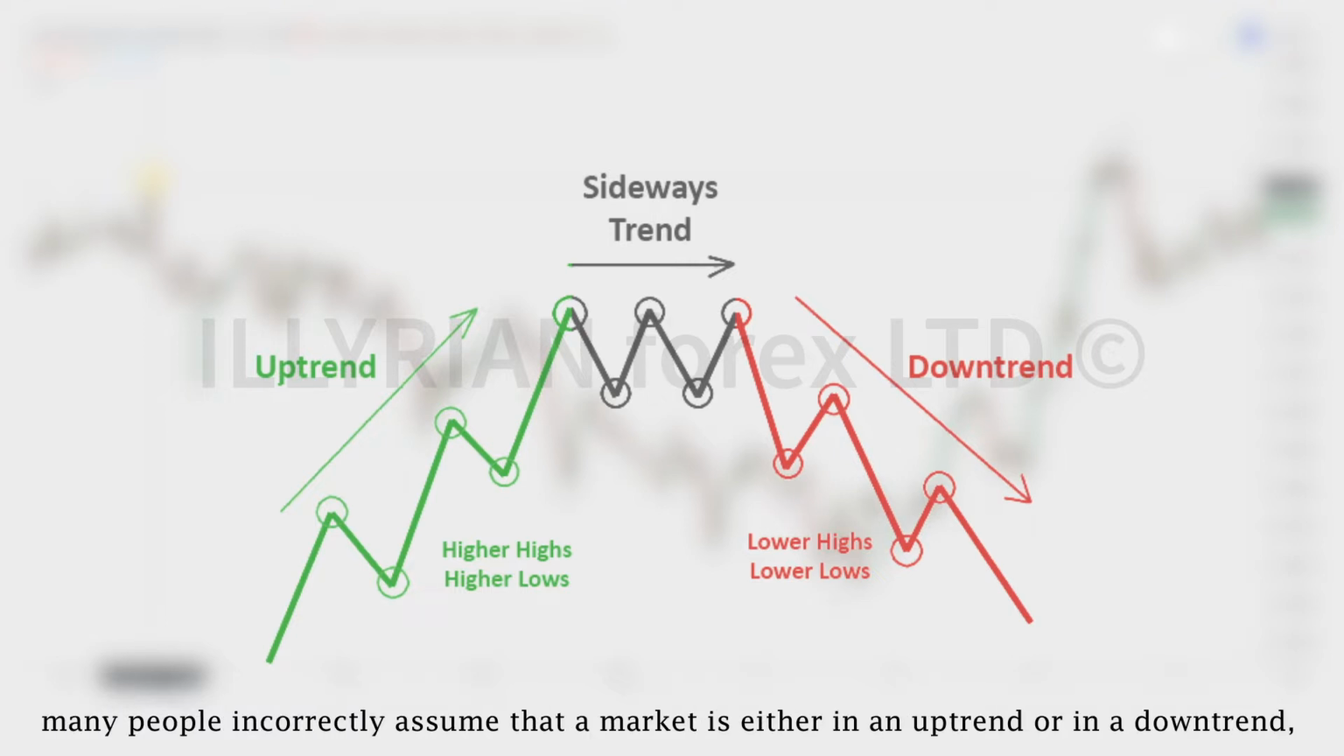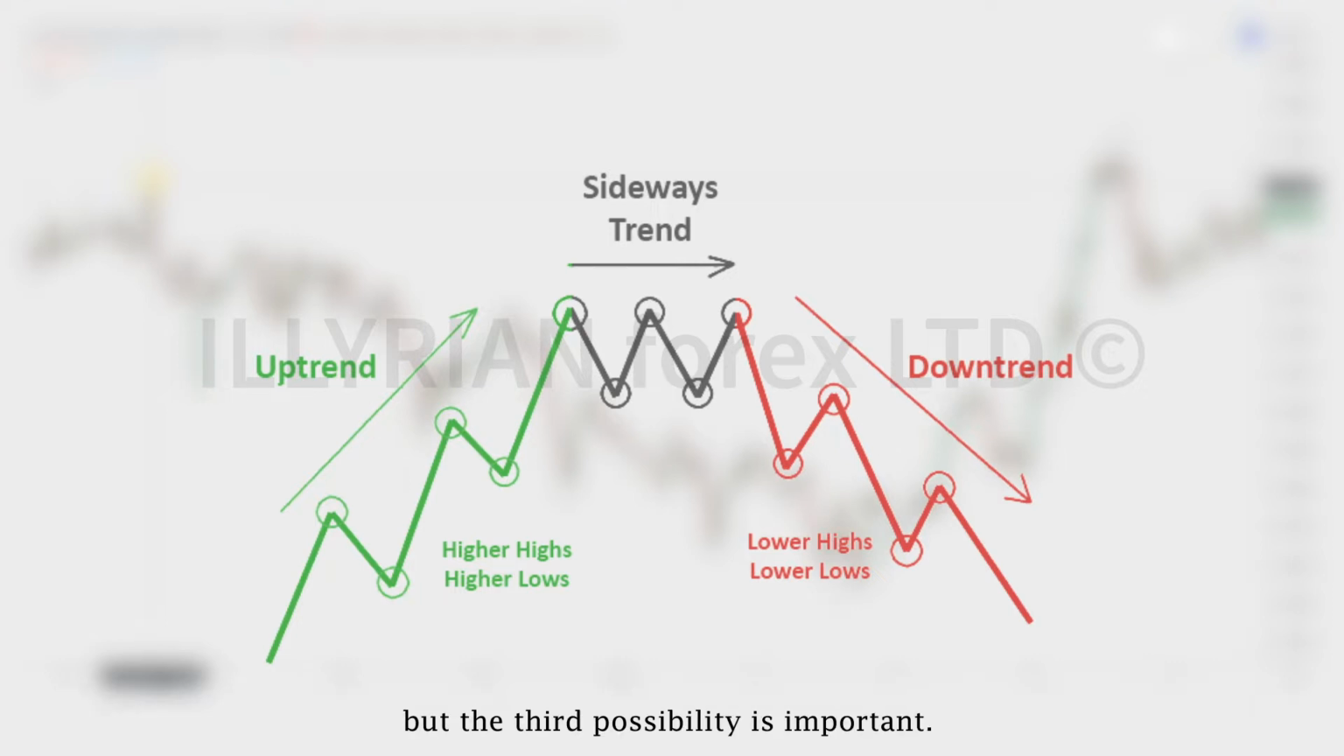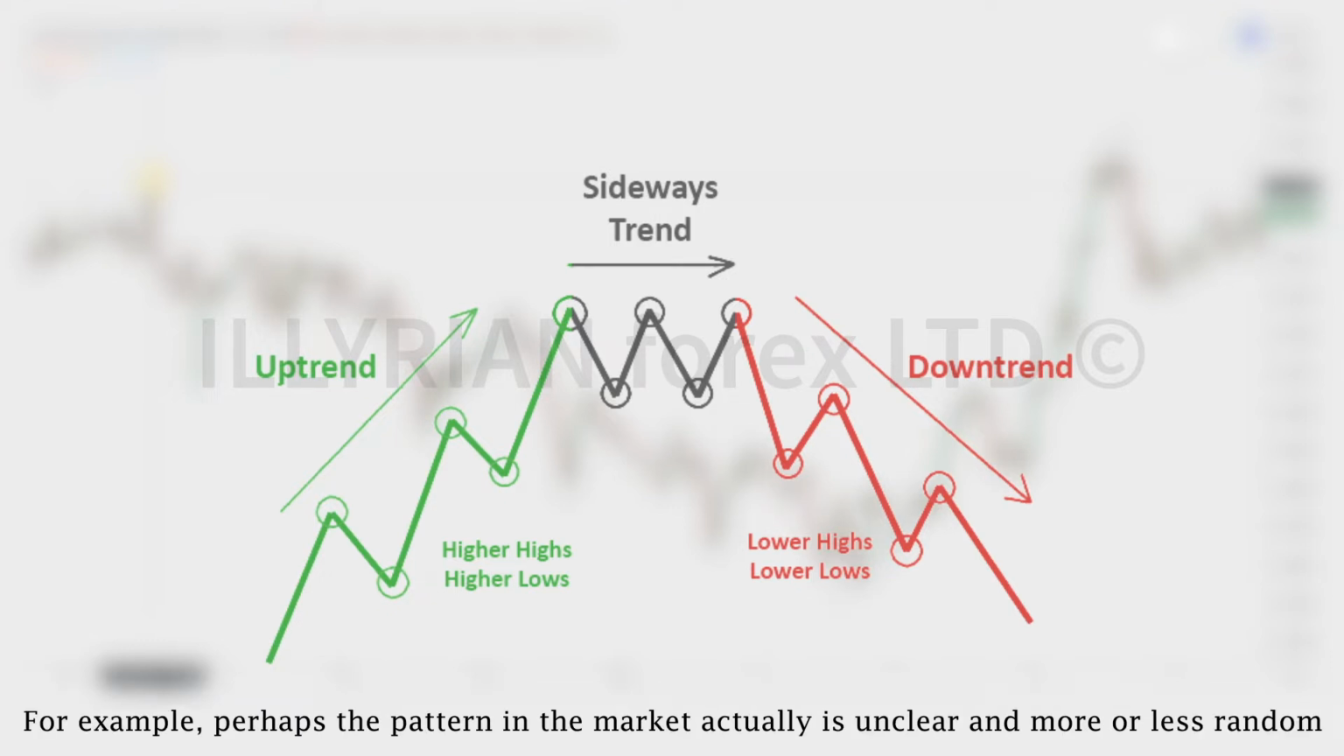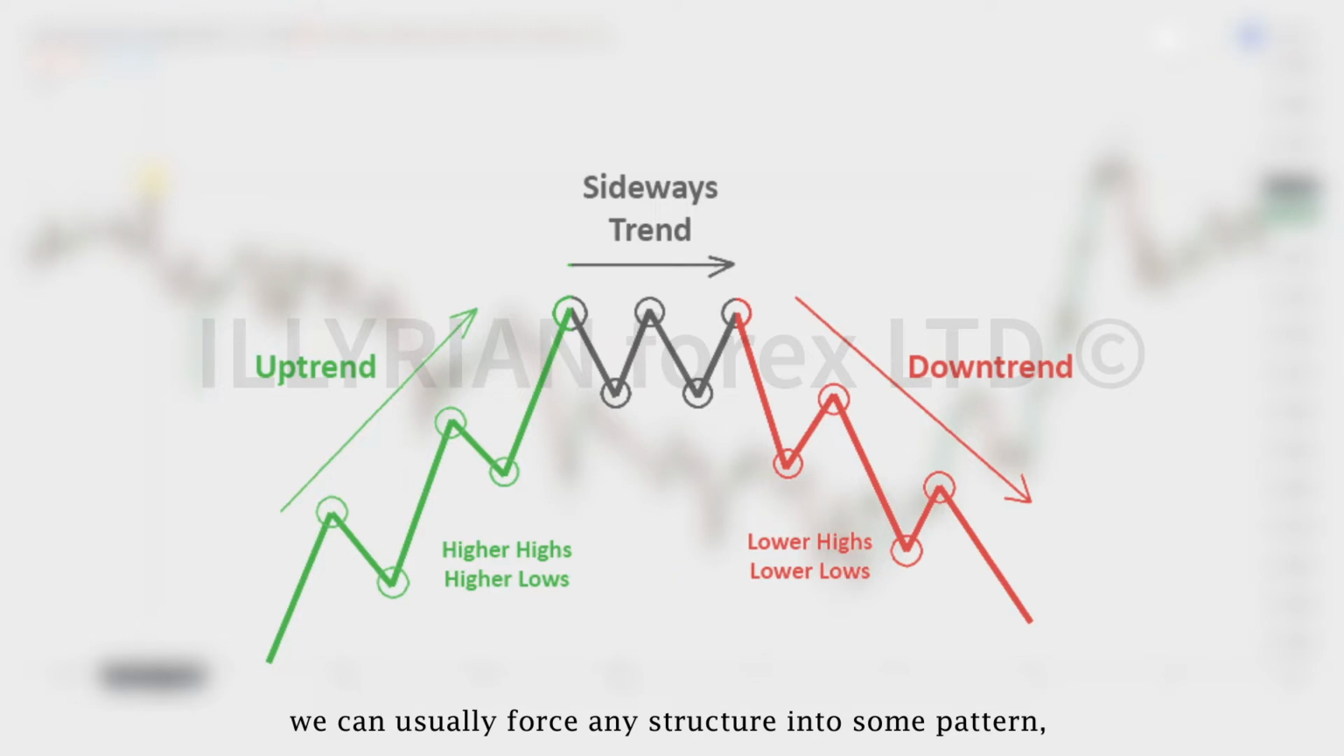Many people incorrectly assume that a market is either in an uptrend or in a downtrend, but the third possibility is important. There are several reasons that a trend could be identified as uncertain. For example, perhaps the pattern in the market actually is unclear and more or less random. We can usually force any structure into some pattern, but such a Procrustean approach is rarely constructive.